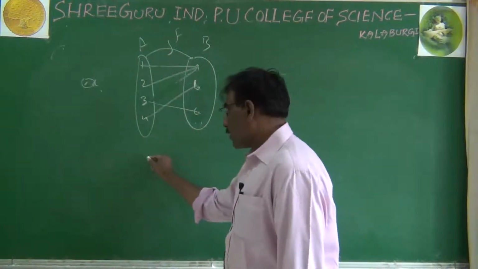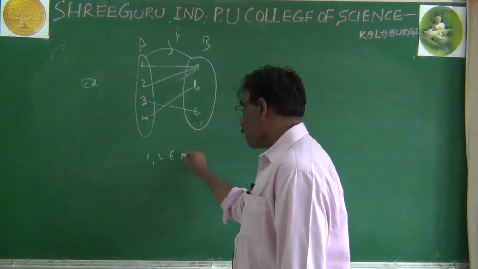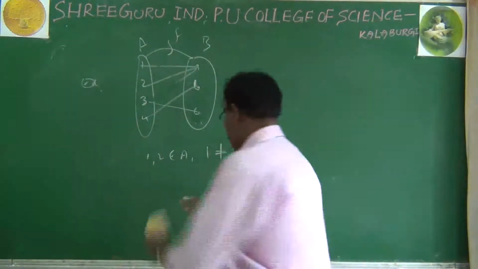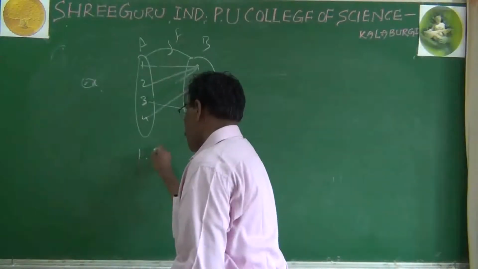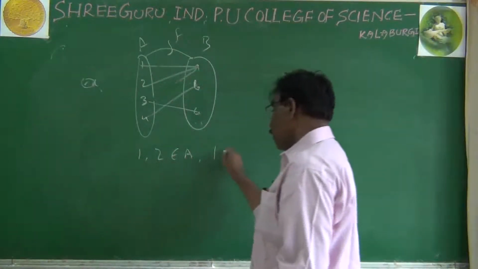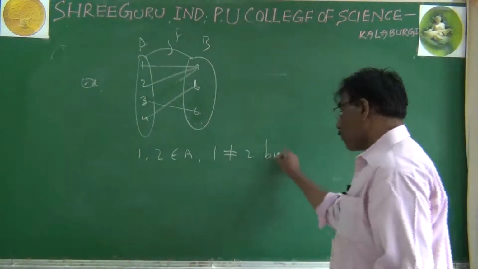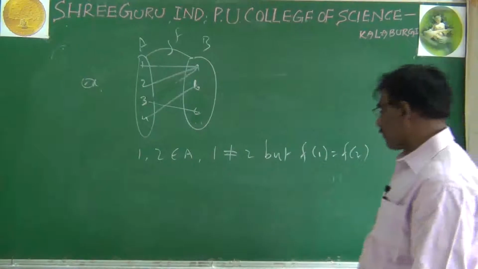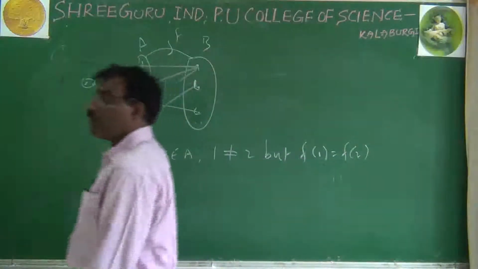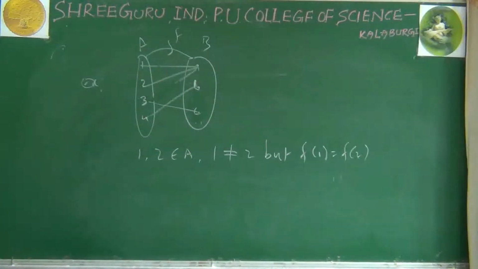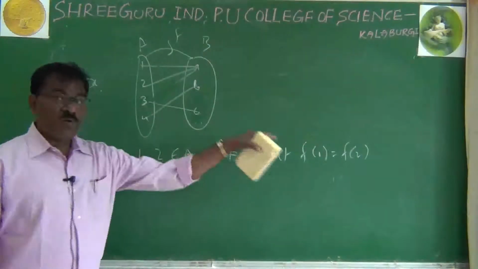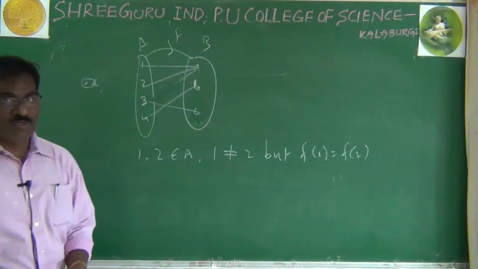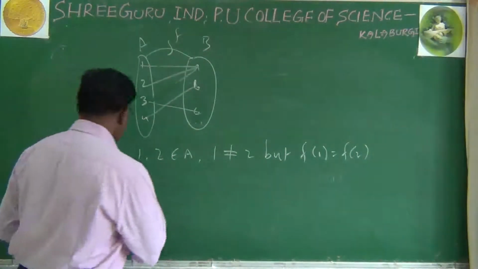See, 1, 2 belongs to A, 1 not equal to 2, but f of 1 equal to f of 2. 1 not equal to 2, but f of 1 equal to f of 2. This is called many one function.